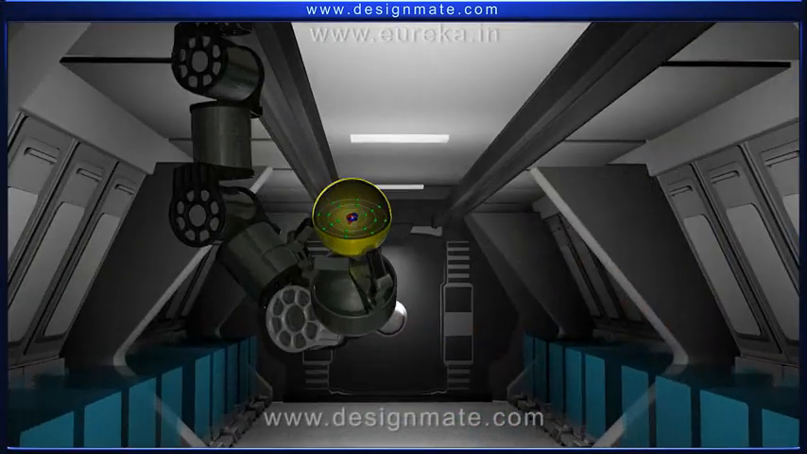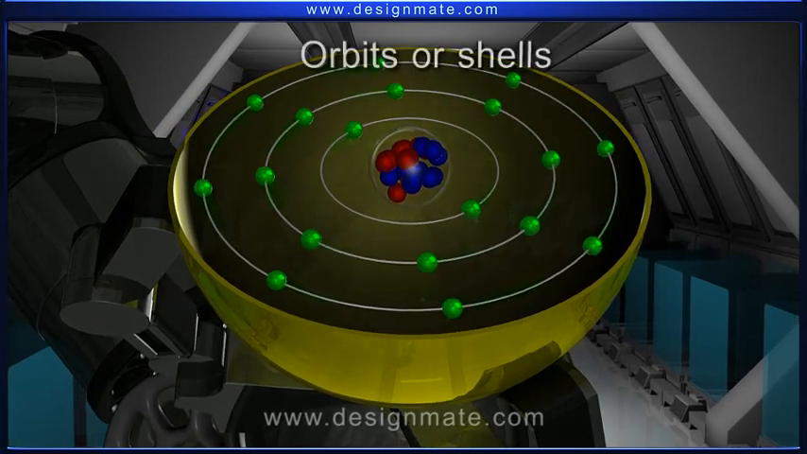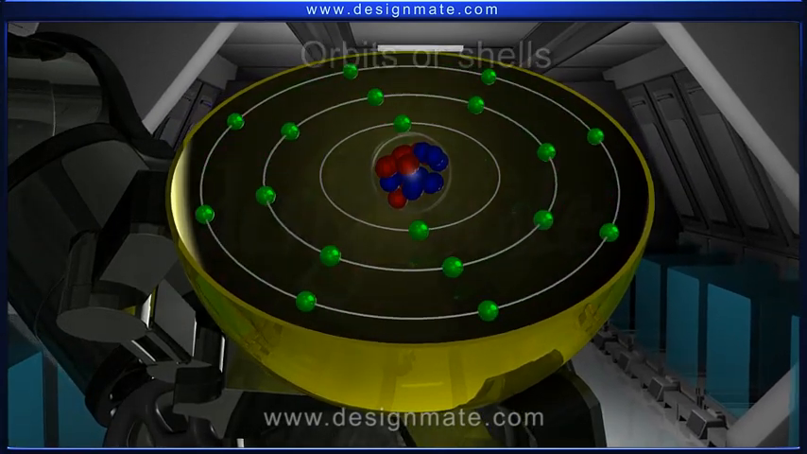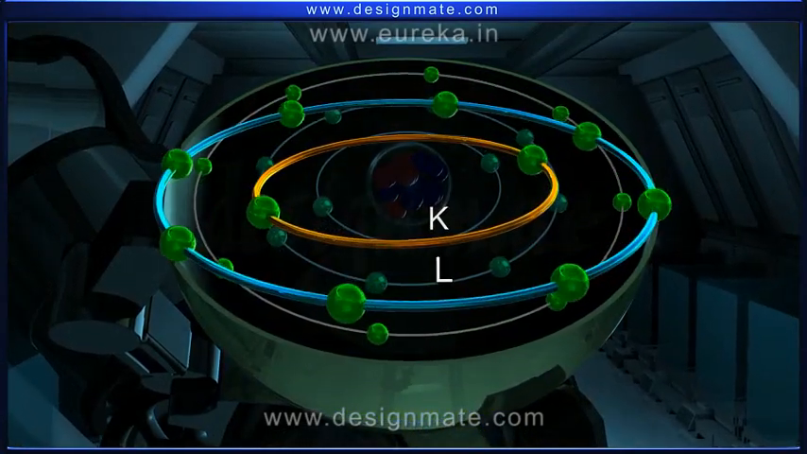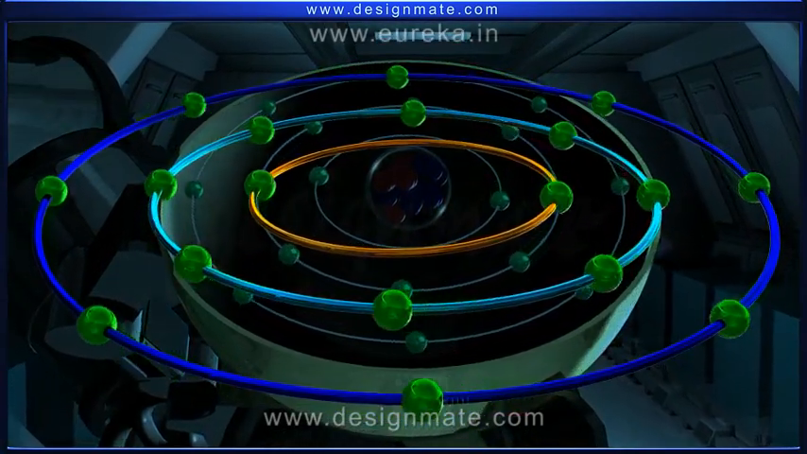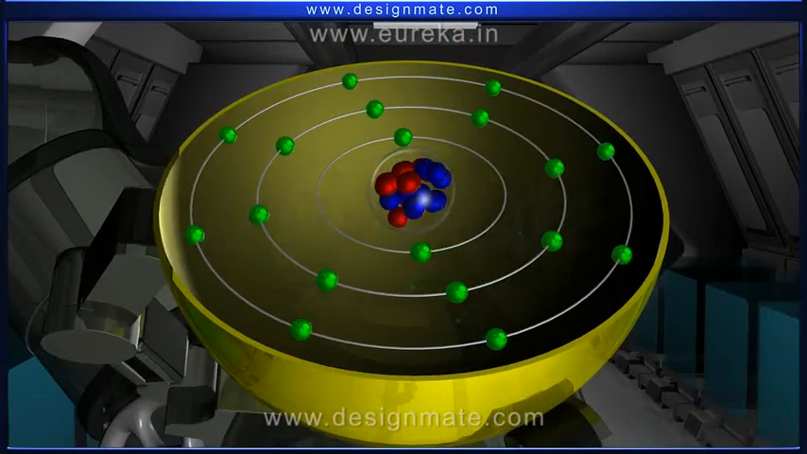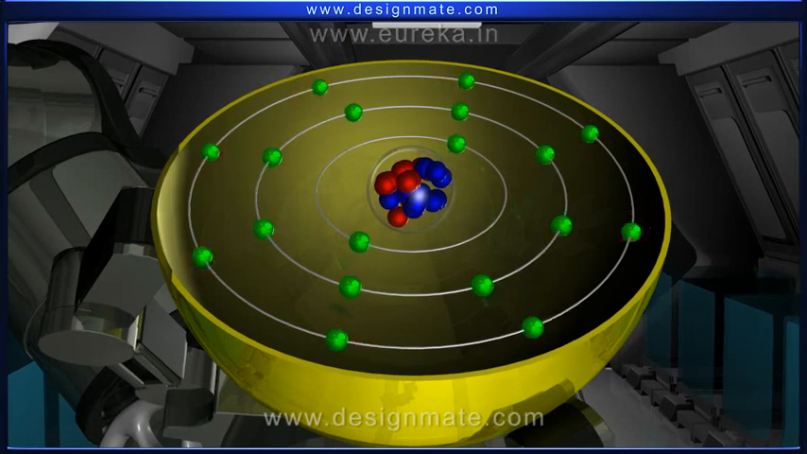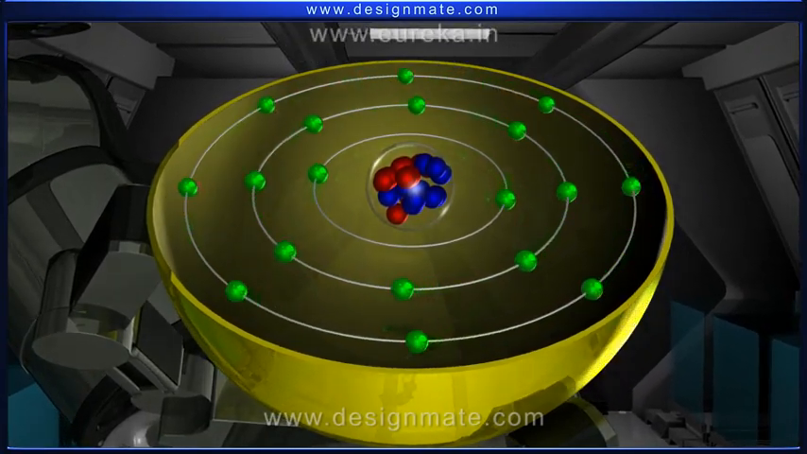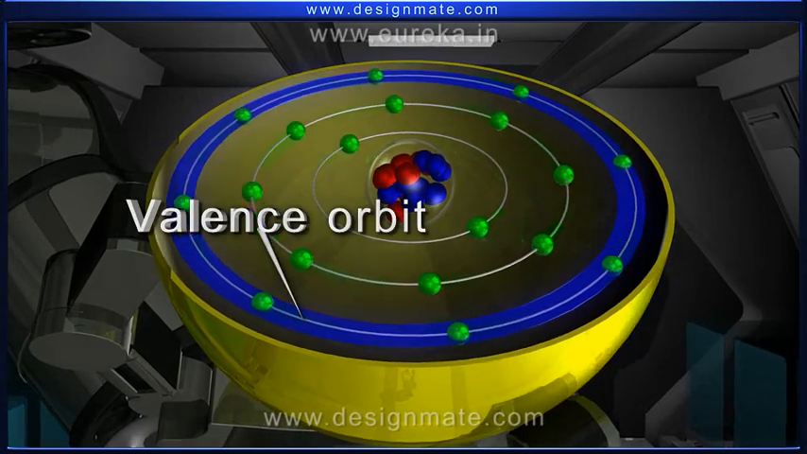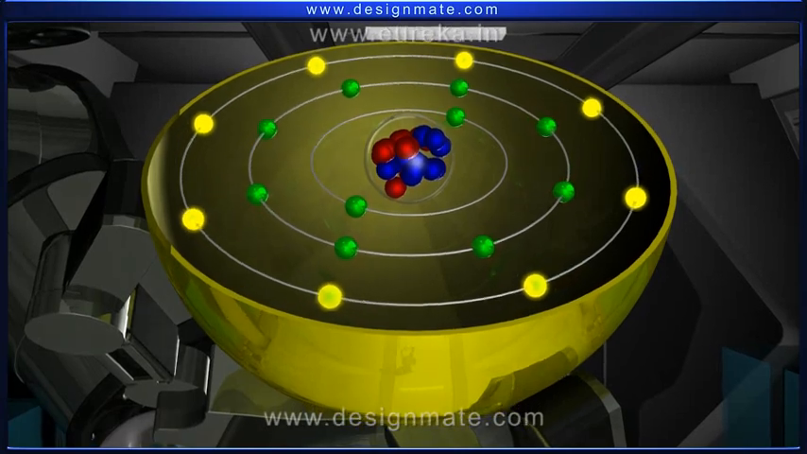According to Niels Bohr, electrons in an atom are arranged in regions around the nucleus called energy levels, orbits, or shells. These orbits are represented by letters such as K, L, M, or by numbers 1, 2, 3, and so on. The number of electrons present in the outermost orbit are known as valence electrons, and the outermost orbit is called the valence orbit. The maximum number of electrons that can be accommodated in the outermost orbit is 8.